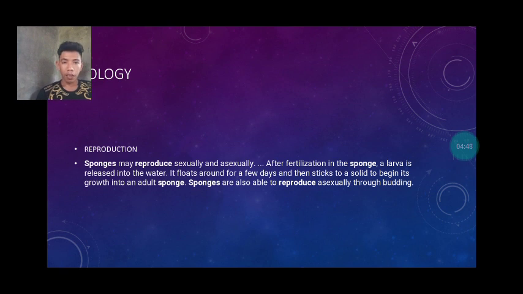Reproduction: sponges may reproduce sexually and asexually. After fertilization in the sponge, a larva is released into the water. It floats around for a few days and then sticks to a solid surface to begin its growth into an adult sponge. Sponges are also able to reproduce asexually through budding.